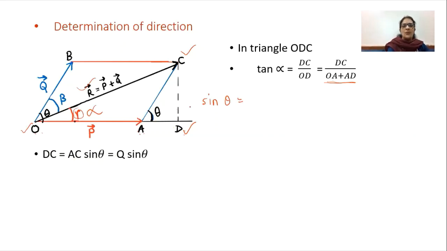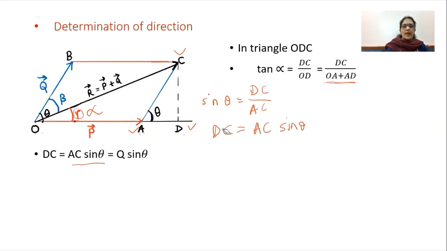It is equal to, see which triangle we have taken, A. I will erase the other marks so that you understand. So we are taking triangle ADC. So sin theta is front side, opposite side, that is DC divided by hypotenuse, that is AC. So what is DC equal to? DC is equal to AC sin theta.